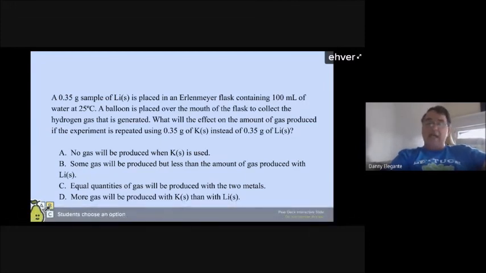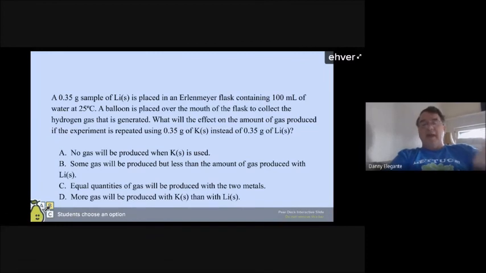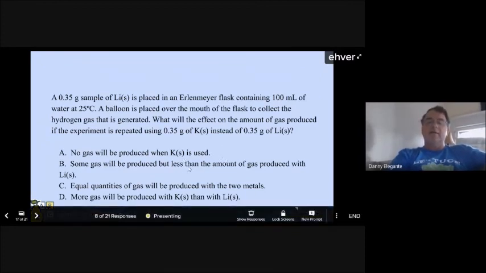Since each K weighs a lot more than each lithium, it's kind of like saying, which is going to give you more things? A pound of little tiny grains of rice or a pound of bowling balls? Well, each rice grain weighs so much less. There's actually going to be a greater number of particles of the rice than the bowling balls. So the correct answer there is, since there's fewer moles of K, there will be fewer moles of gas produced. So less will be produced than with the lithium.